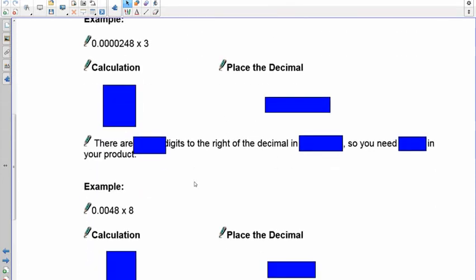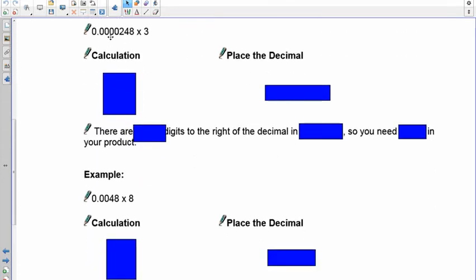Okay. All right, here we go. A little bit more digits to the right. So let's take a look. First thing I need you to do is to multiply 248 by 3. So forget about all these decimals up front here and just multiply everything by 3. So pause the recording and do that.